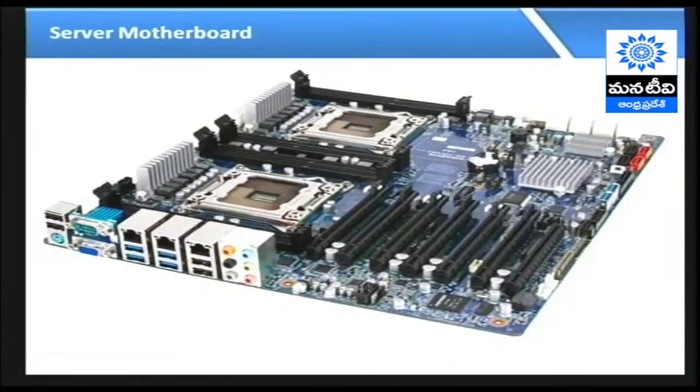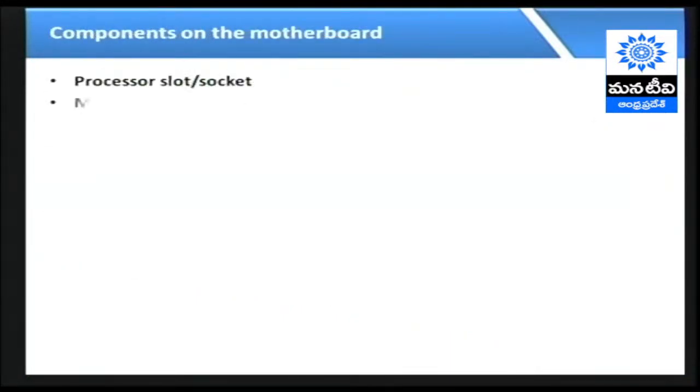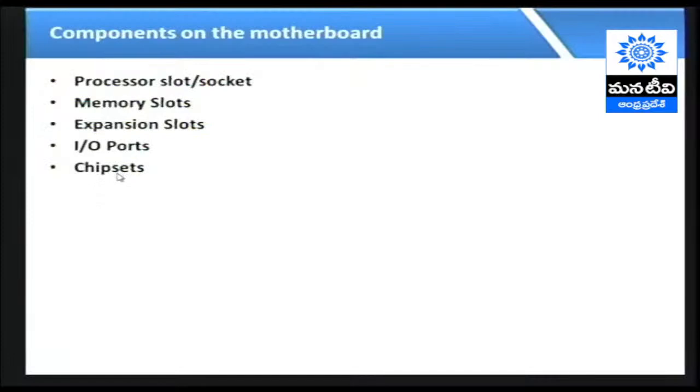Next component of motherboard. Fourth component of motherboard is input output ports. In the next slide, we have to discuss input output ports of computer. Okay, let's see one more component of computer motherboard, that is called as a chipset. There are two types of chipsets. Number one, north bridge. Number two, south bridge. In the next slides, we have to discuss input output ports and chipsets.